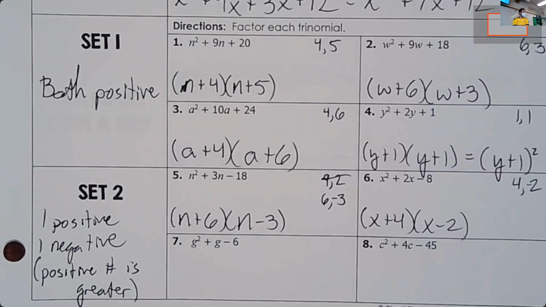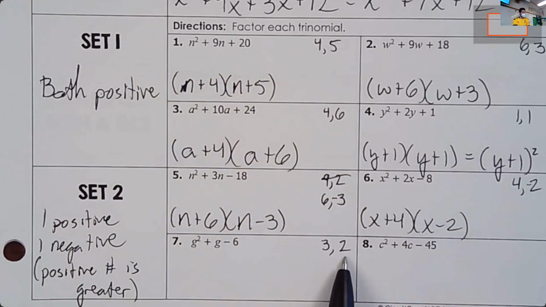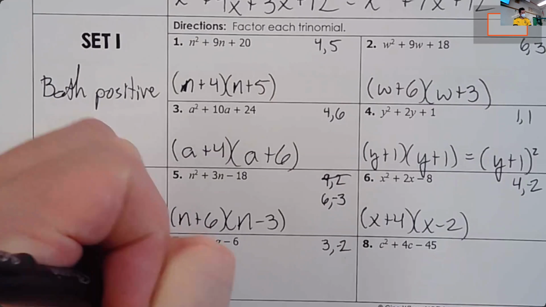Number 7. g squared plus g, which means 1g, minus 6. So we need two numbers that multiply to negative 6 and add to positive 1. And again, if you're struggling, put something on paper. What two numbers multiply to equal 6? 3 and 2. If the 2 is negative, does that equal positive 1 when you add them? Yeah. All right, so 3 and negative 2. g plus 3, g minus 2.